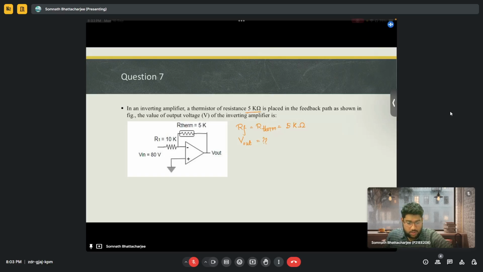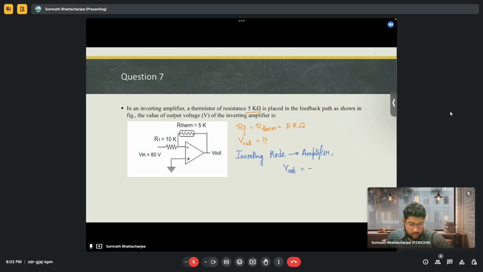So as per the inverting configuration, I should give you a hint. Inverting mode of an amplifier, or like using an op amp obviously, the value is nothing but V output equals minus of RF by R1 multiplied by V in. Okay, so this is the basic equation of this.